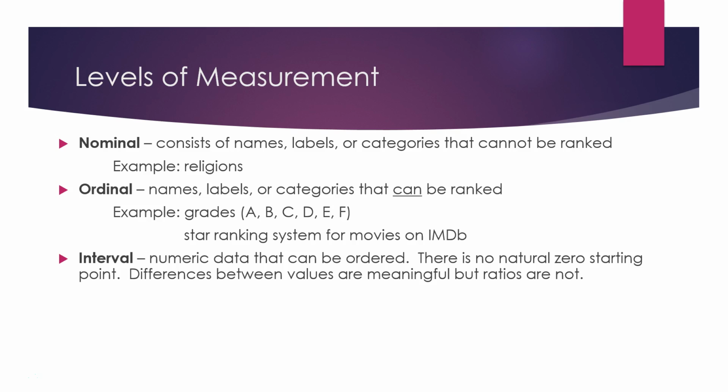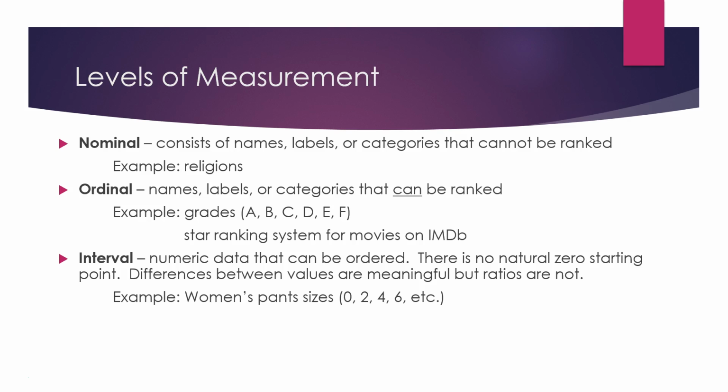Next, we have interval. This is numeric data that can be ordered. There's no natural zero starting point, and differences between values are meaningful, but ratios are not. An example of this is women's pant sizes. So the natural zero starting point, what that means is that if a woman was a size 0, she would cease to exist if 0 was meaningful. However, we know that for pant sizes for women starting at 0, a woman just has a smaller waist.